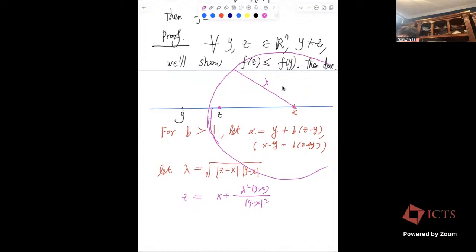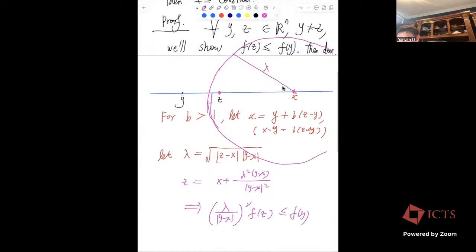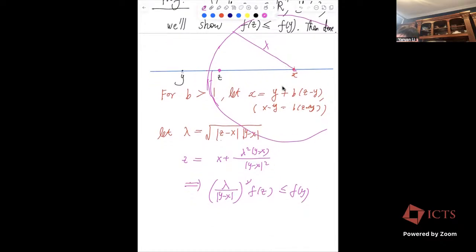So these are fixed. So okay. So then you will see lambda. Your relation will give you a bound on f of z in terms of f of y. Right. So now you see y and z are fixed, b is fixed, then x is determined by b, and lambda is determined by b.